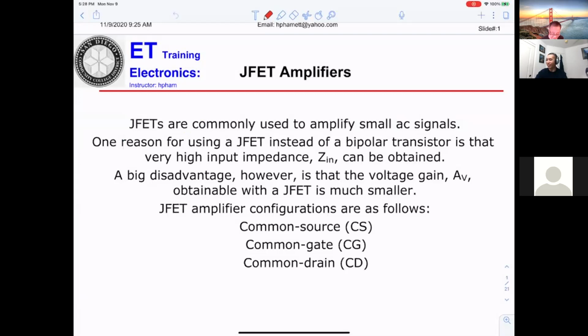And the JFET commonly amplified configurations follow common source, common gate, and common drain. Same thing in the bipolar: you get common collector, common emitter, okay, and common base, okay.